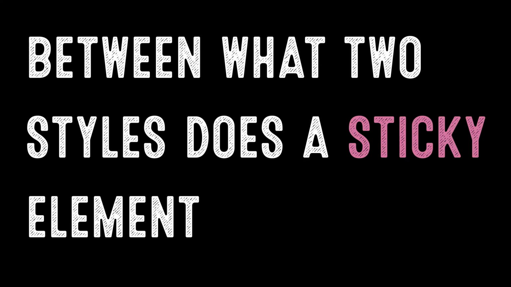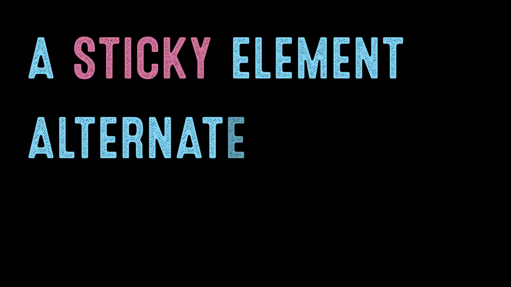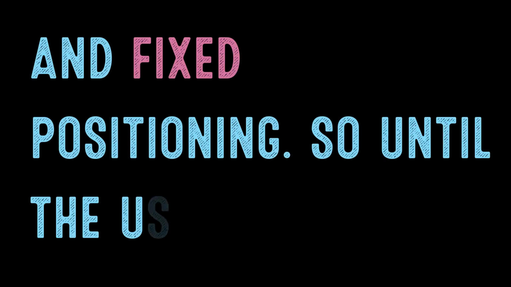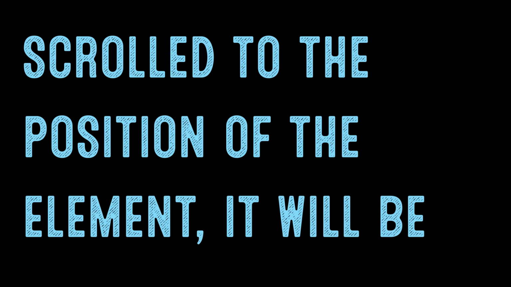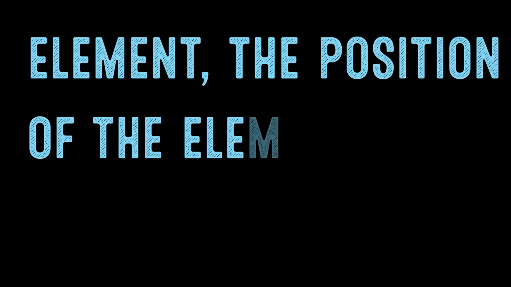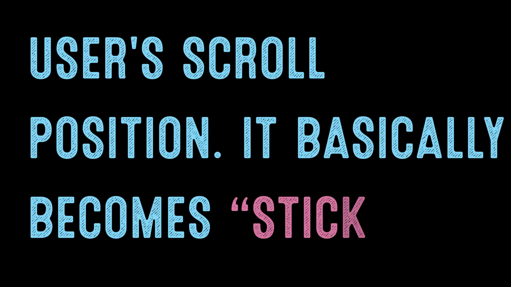Between what two position styles does a sticky element alternate? A sticky element alternates between relative positioning and fixed positioning. So until the user has scrolled to the position of the element, it will be in a relative position. Once the user scrolls to the element, the position of the element becomes fixed to the user's scroll position. It basically becomes sticky and fixes to the user as the user scrolls.